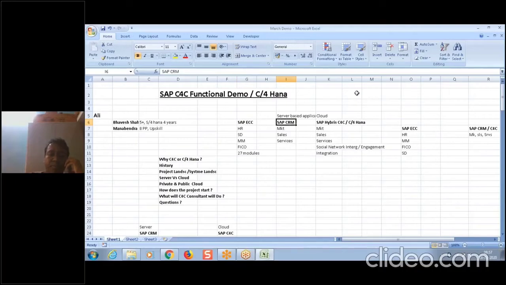That's when SAP CRM came into the picture. SAP CRM itself is a module. It's not like SAP ECC, which has a bunch of modules. SAP CRM itself is a module which contains three functionalities: marketing, sales, and services.